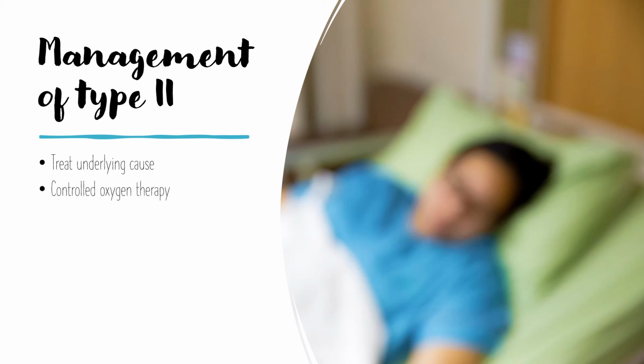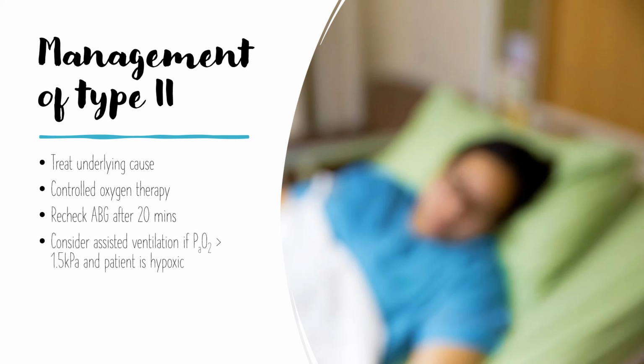You give some controlled oxygen therapy. Now this is really important because you don't want to over-oxygenate the patient, as the respiratory drive may only be driven by hypoxia and not the hypercapnia. You should recheck the ABG after 20 minutes and consider assisted ventilation if the patient is still hypoxic. Lastly, the last measure would be to intubate and ventilate the patient if all else fails.